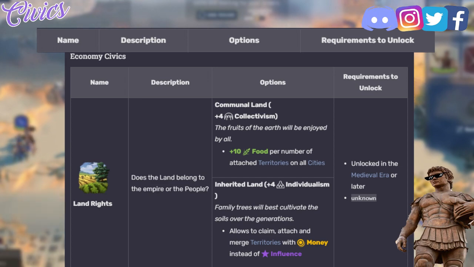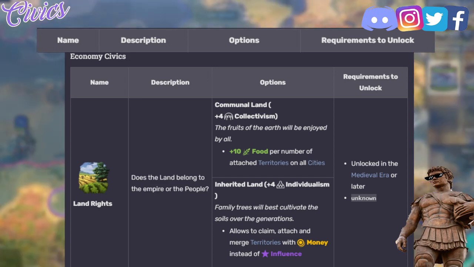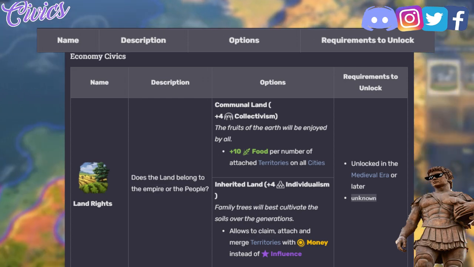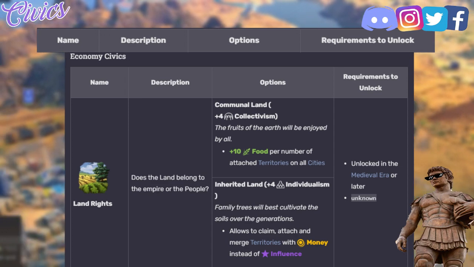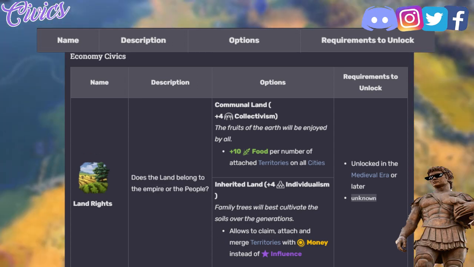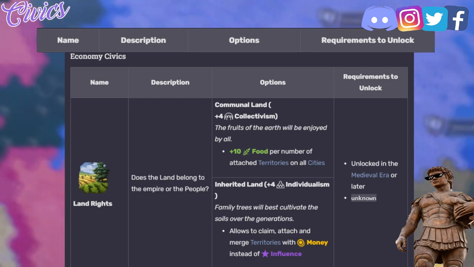Receive plus 10 food per number of attached territories on all cities. Option B, inherited land, plus 4 individualism. Family trees will best cultivate the soils over the generations. Allows to claim, attach and merge territories with money instead of influence. Unlocked in the medieval era or later.